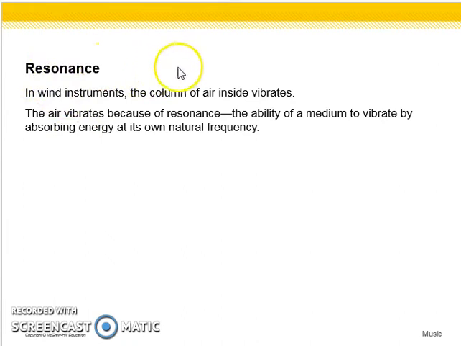Resonance, page number. In wind instruments, the column of air inside vibrates. So, in a clarinet or in a flute, the inside of that instrument, the air is vibrating. The air vibrates because of resonance, the ability of a medium to vibrate by absorbing energy at its own natural frequency.